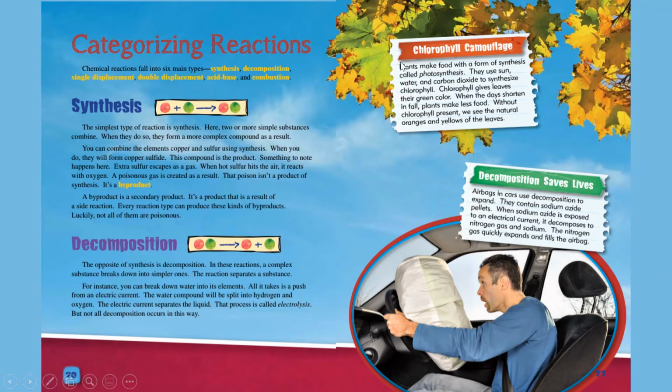Chlorophyll camouflage. Plants make food with a form of synthesis called photosynthesis. They use sun, water, and carbon dioxide to synthesize chlorophyll. Chlorophyll gives leaves their green color. When the days shorten and fall, plants make less food. Without chlorophyll present, we see the natural oranges and yellows of the leaves.